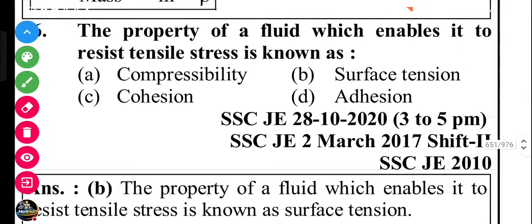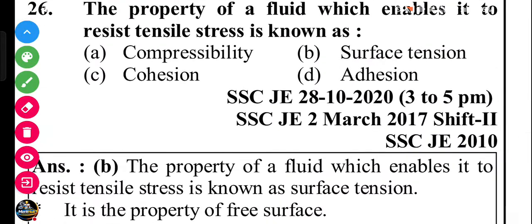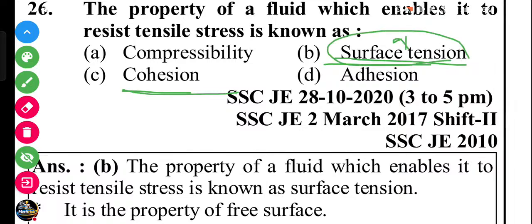Okay, sorry, the answer is surface tension, but the cause of surface tension is cohesion. Two answers are possible here, but surface tension is the more likely one because surface tension is given, and surface tension is caused by cohesion.